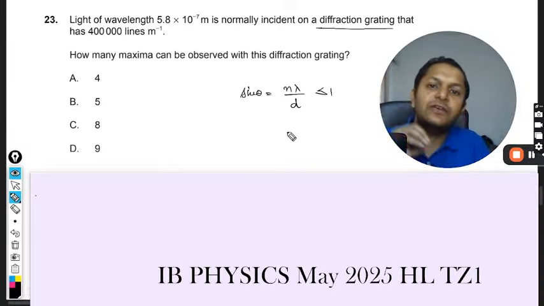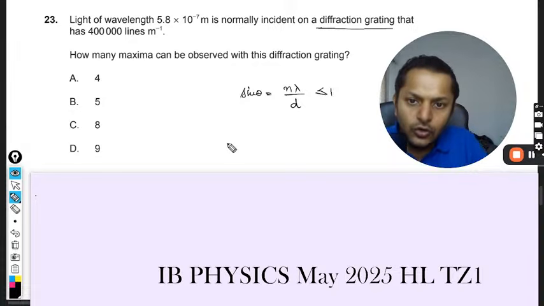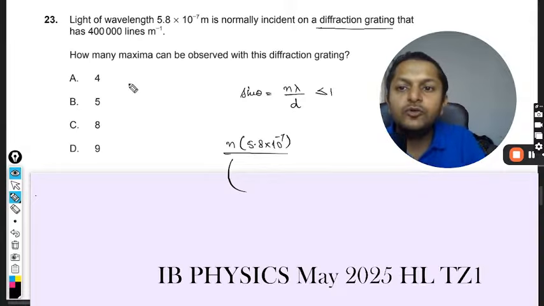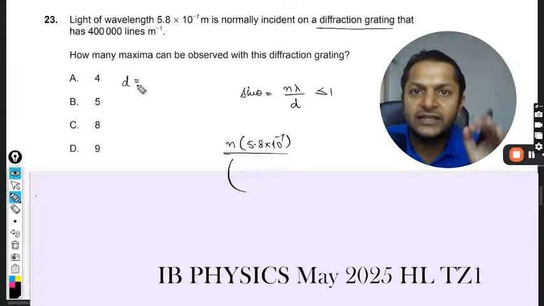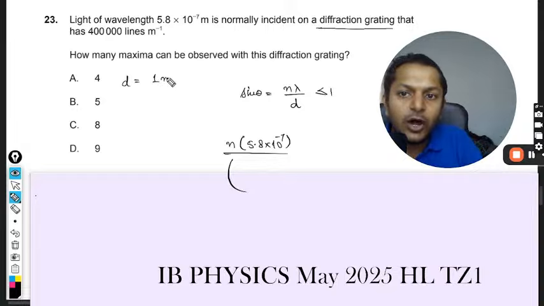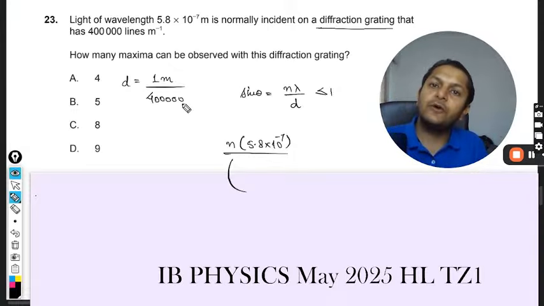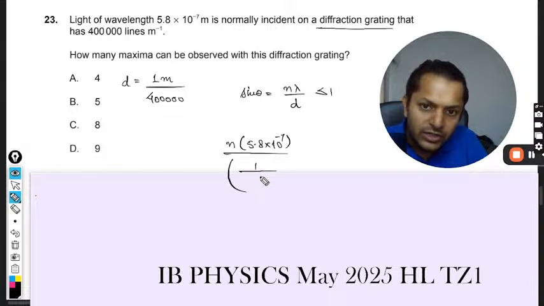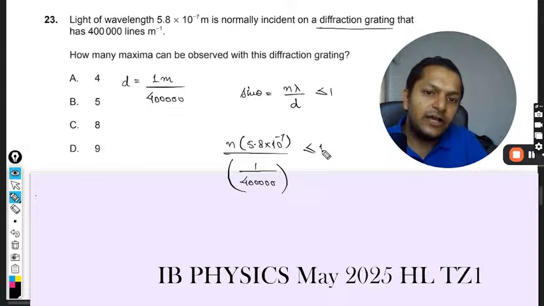Now let us plug in the values and find the value of n. Wavelength is 5.8 × 10^-7, and the value of d, how are you going to find it? It is not given directly, but they have given that there are 400,000 lines in 1 meter. So d will obviously be 1 meter divided by the total number of slits, that is 400,000. That becomes the d, and the unit is still meters, so there is no multiplicative factor there. So we just plug in this value here. It will be n times 5.8 × 10^-7 times 400,000 like this. This value has to be less than or equal to 1.